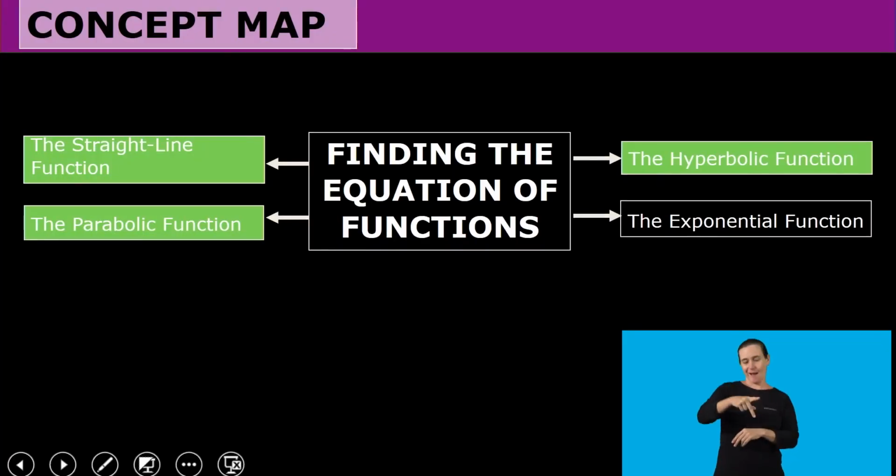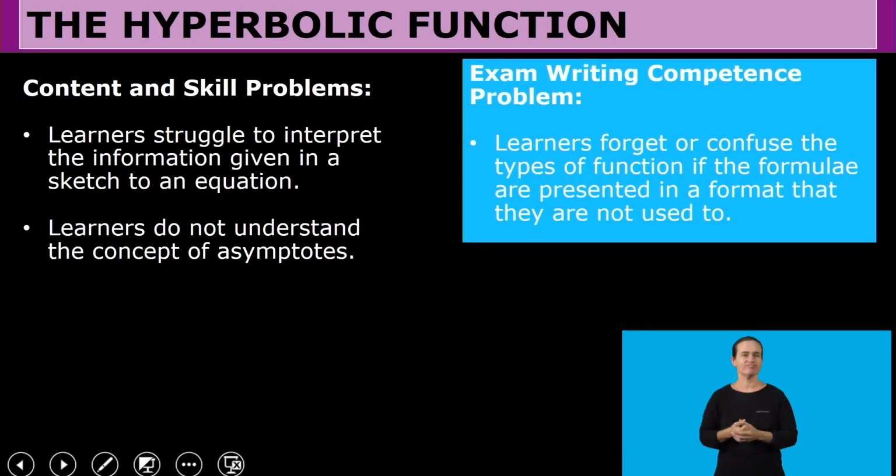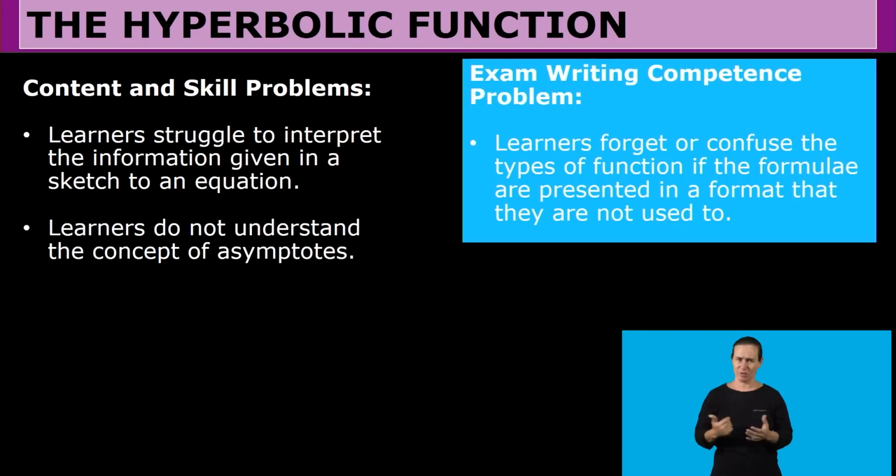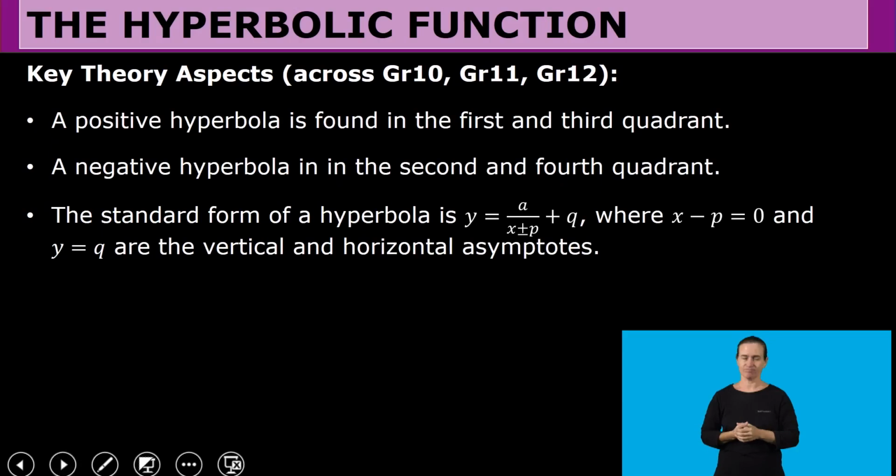So now we are going to be moving on to the next function, and that is the hyperbolic function. Let's look at the problem when it comes to the hyperbolic function. Firstly, learners struggle to interpret the information given in a sketch to an equation, and also learners do not understand the concept of asymptotes. And when it comes to the exams, learners confuse or forget the types of functions if the formula is represented in a format that they are not used to. So let's look at how we can resolve that.